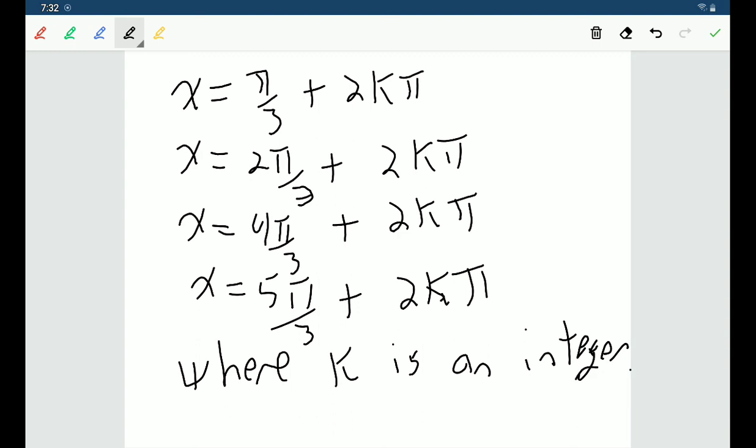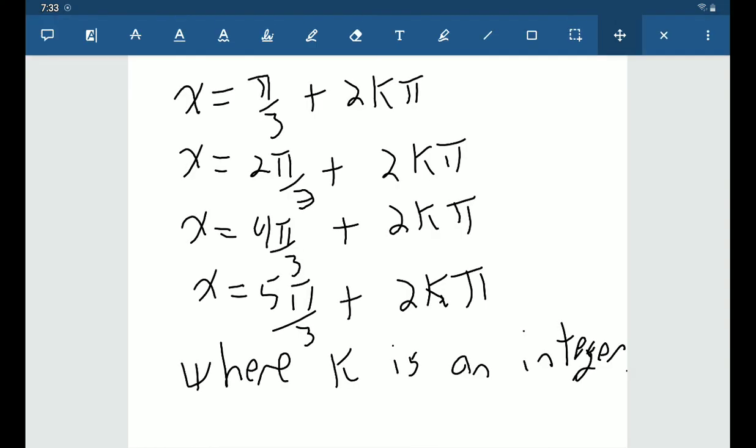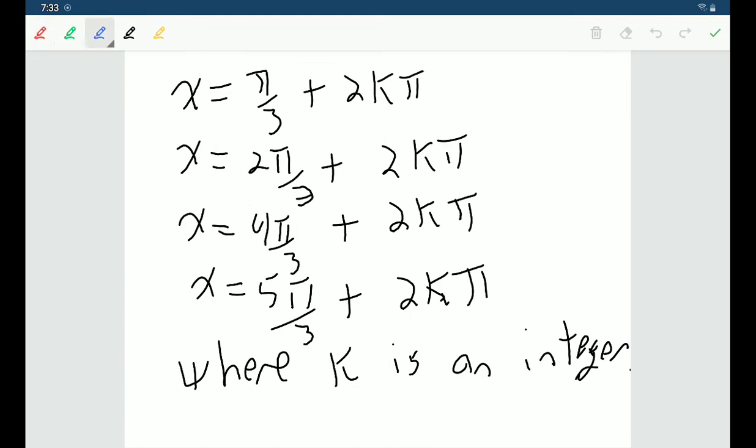So again, remember that the reason we're adding multiples of 2 pi, the reason why it's 2k pi being added to these angles, is because cosine has a period of 2 pi. So whatever solves the equation, add on or subtract multiples of 2 pi, that will also be a solution to the equation. So since pi over 3 is a solution, then pi over 3 plus any full circle or minus any number of full circles would also be a solution.